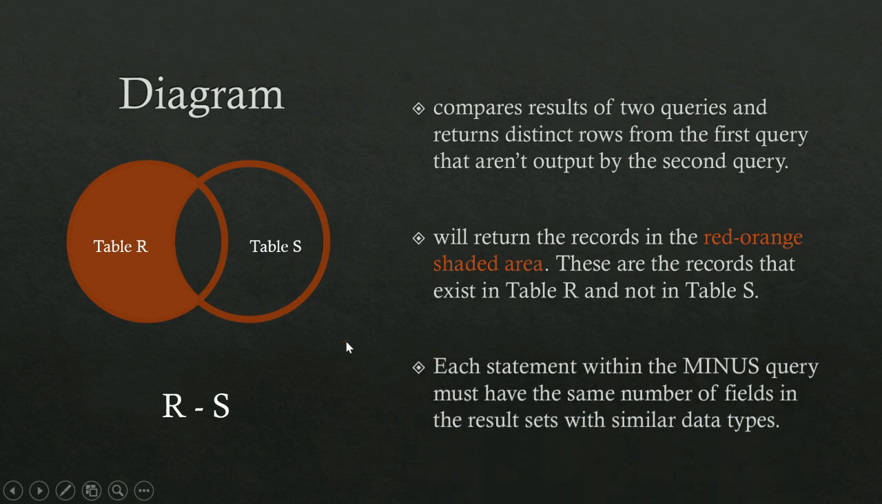And make sure that each statement within the minus query has the same number of fields in the result set with similar data types. So if this is a number, this should be a number. If this is a varchar, it should be a varchar. And also, R minus S is not equivalent to S minus R. And I will explain it again later on.